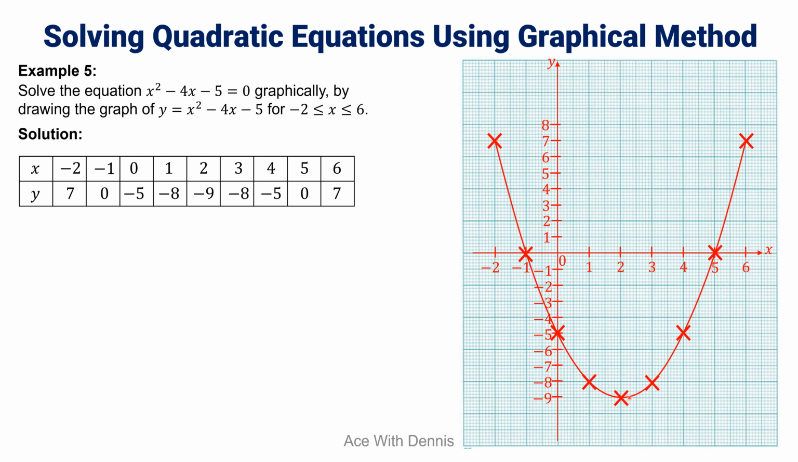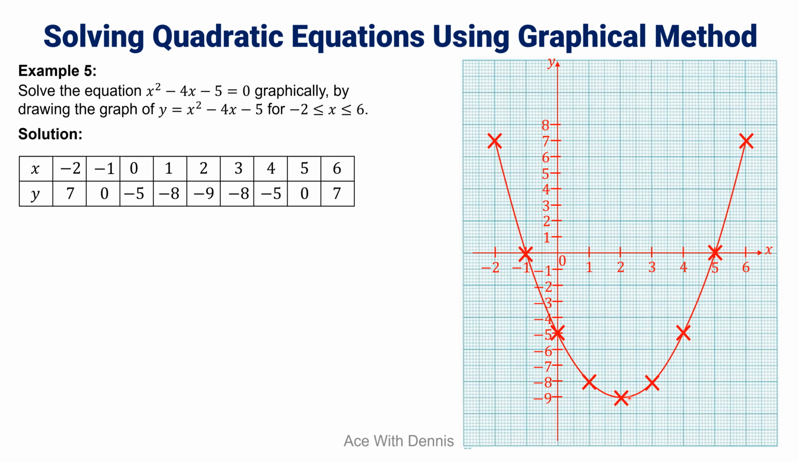Alright, now let's see example 6. Draw the graph of y equals x squared minus 6x plus 9 for the range of x from 0 to 6 inclusive. Use the graph that you had drawn. Solve the equation x squared minus 6x plus 9 equals 0. So here's the solution. When I want to plot the graph, I need to build a table first with the x and the y values.